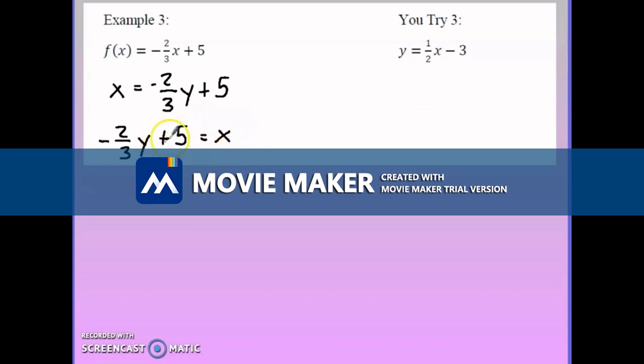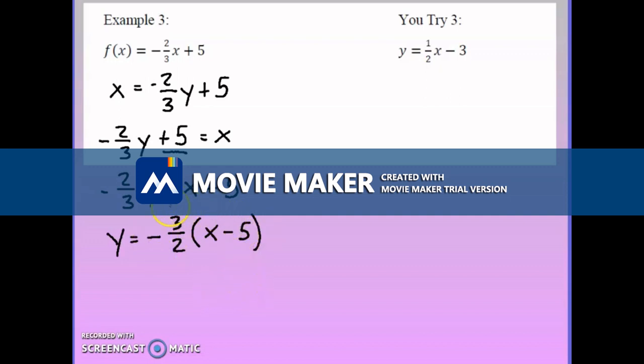Then you can subtract the 5, so negative 2 over 3y would equal x plus 5, which on this side becomes minus 5. And now to get rid of this fraction, you can just multiply the reciprocal on the other side. When you have a fraction, you could say that y equals, the reciprocal would be negative 3 over 2 times x minus 5. You're multiplying it times that whole thing.